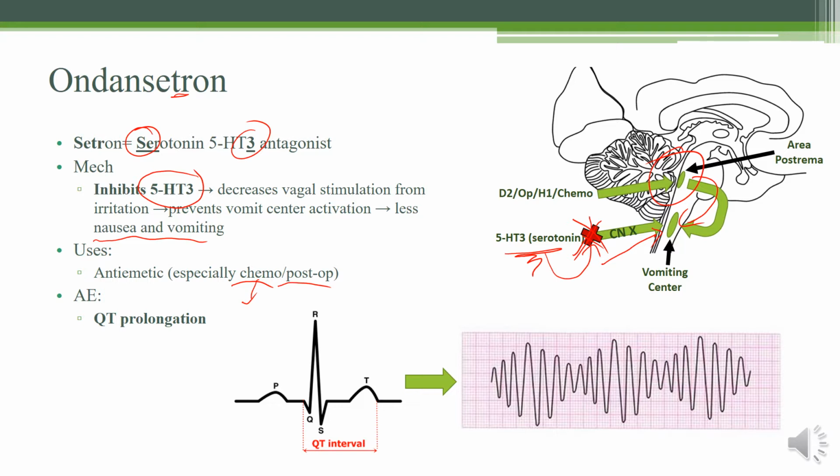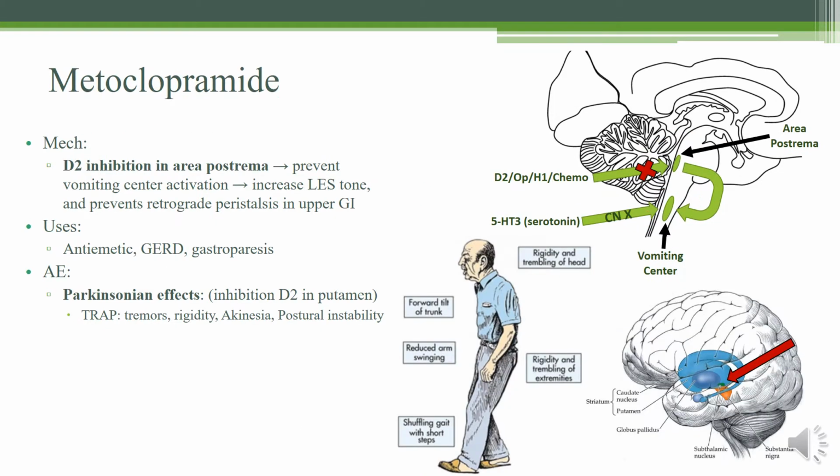So when you give them Ondansetron with chemotherapy, it can reduce the nausea and vomiting associated with that. It can cause QT prolongation. Here's a reminder of what the QT interval is, and if it gets too long, you can have torsades, which can then progress to VTAC and then cardiac arrest.